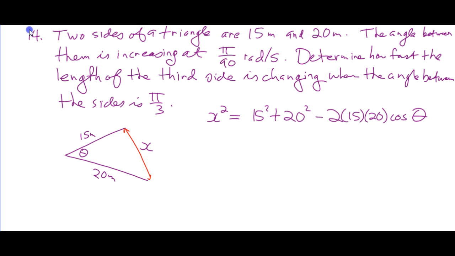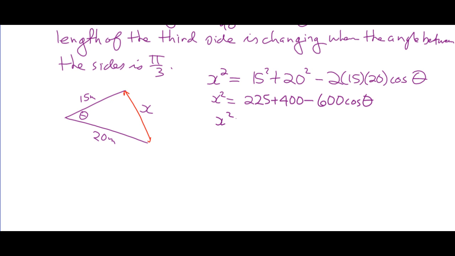So we can work this down a little bit. We know how to square a number ending in 5 now: take the number in front, multiply it by the next higher number, 1 times 2 is 2, and then it ends in 25. So 225. And 20 squared is 400, and 2 times 15 times 20 is 600, cos theta. So we get x squared equals 625 minus 600 cos theta. There's our relation.